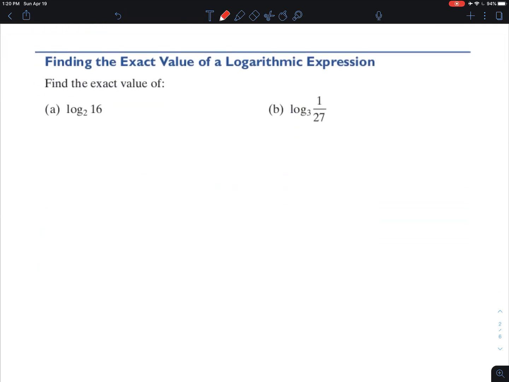We'll start with some values that we ought to be able to figure out. Find the exact value of log base 2 of 16. So this is log base 2 of 16. That's how that's read. Remember, this is the argument of the log. What it's really saying is, 2 to what power is 16? That's what that question's asking. And when you think of it that way, 2 to what power is 16? Then that's going to equal 4.